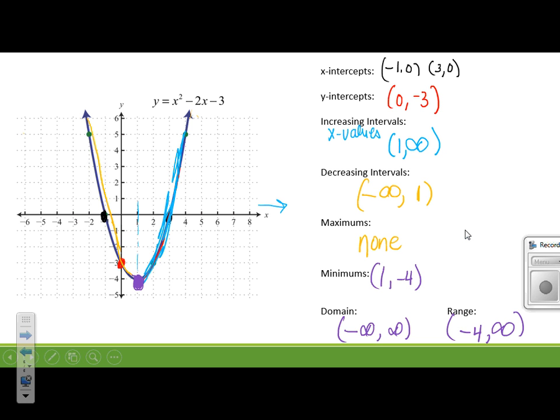So these are some of the key features that we have to be able to identify. X and y intercepts, increasing and decreasing intervals, relative maximums and minimums, zeros, roots, solutions, and x-intercepts. Those all mean the same thing. And don't forget about domain and range, which is a key feature that we spent one day on in class two days ago.